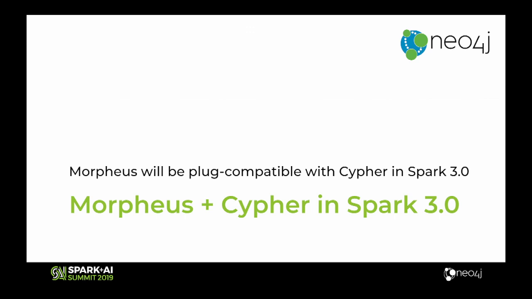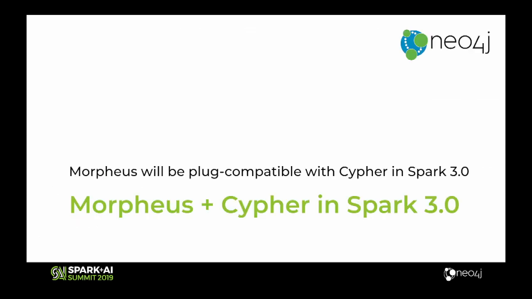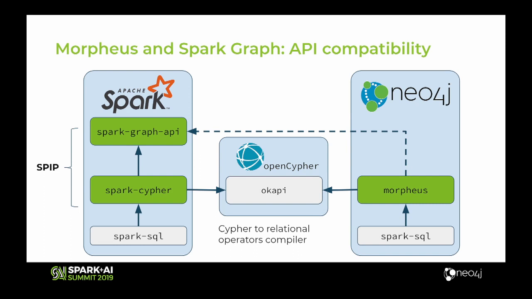Right. So the link we just showed is basically a pull request on the Spark project that you can have a look at. It contains a prototypical implementation of what the SPIP in Spark 3.0 could look like. And what I will show you now is basically how you can exchange the SPIP implementation with Morpheus. So the module ID that we currently have looks like this.